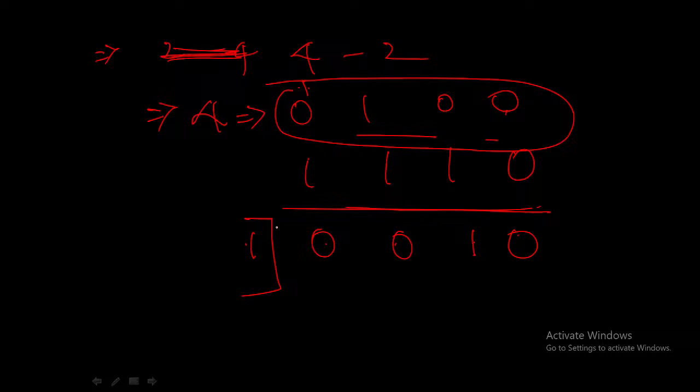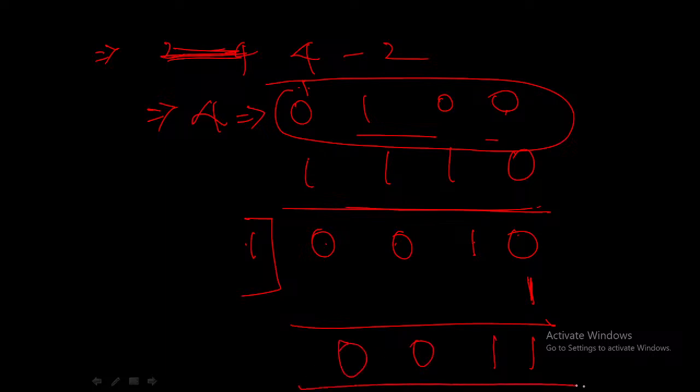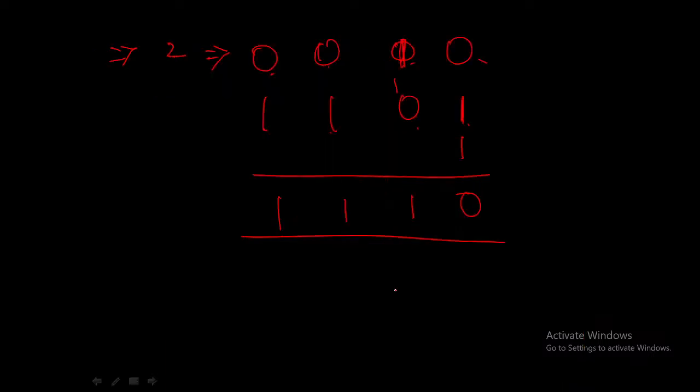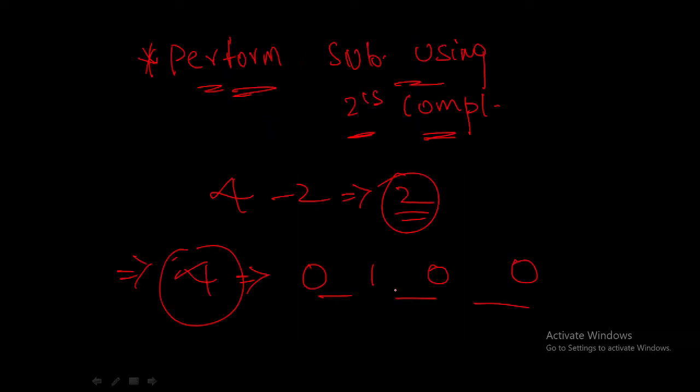So what we are doing here: the carry generated, we will add it to the LSB position. So here if we add it, then we will have 0010. So this is the final answer we are getting. So if the MSB is 0, then the answer is positive and in true form, and if the MSB is 1, then the answer is in negative form. Okay, so this is how we are going to subtract two numbers using 2's complement form.